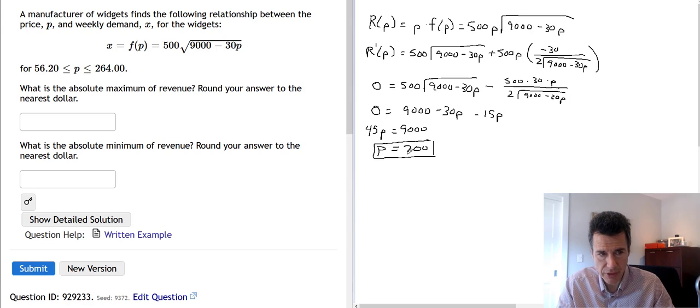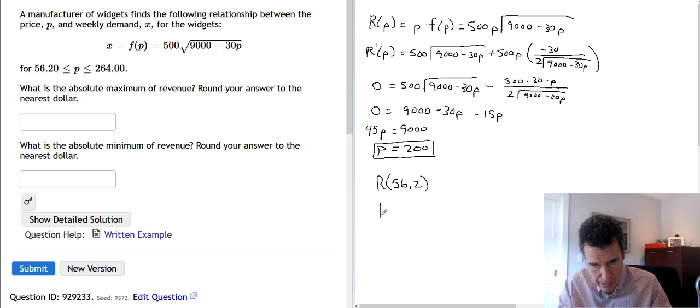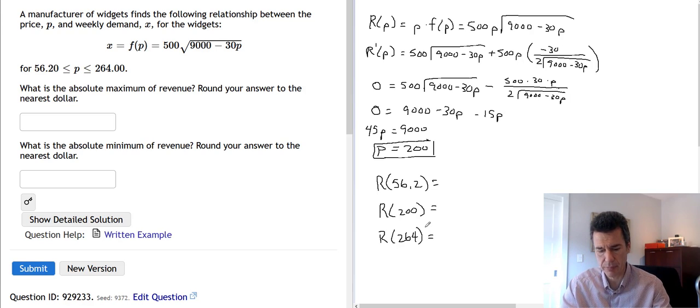Okay, so that's between 56.2 and 264. So we need to evaluate our revenue function at 56.2, evaluate our revenue function at 200, and evaluate our revenue function at 264. All right, so we've got some calculator work to do. Pull out my calculator, take a look. So we got 56.2, so we have 500 times 56.2 times the square root of 9,000 minus 30 times 56.2.